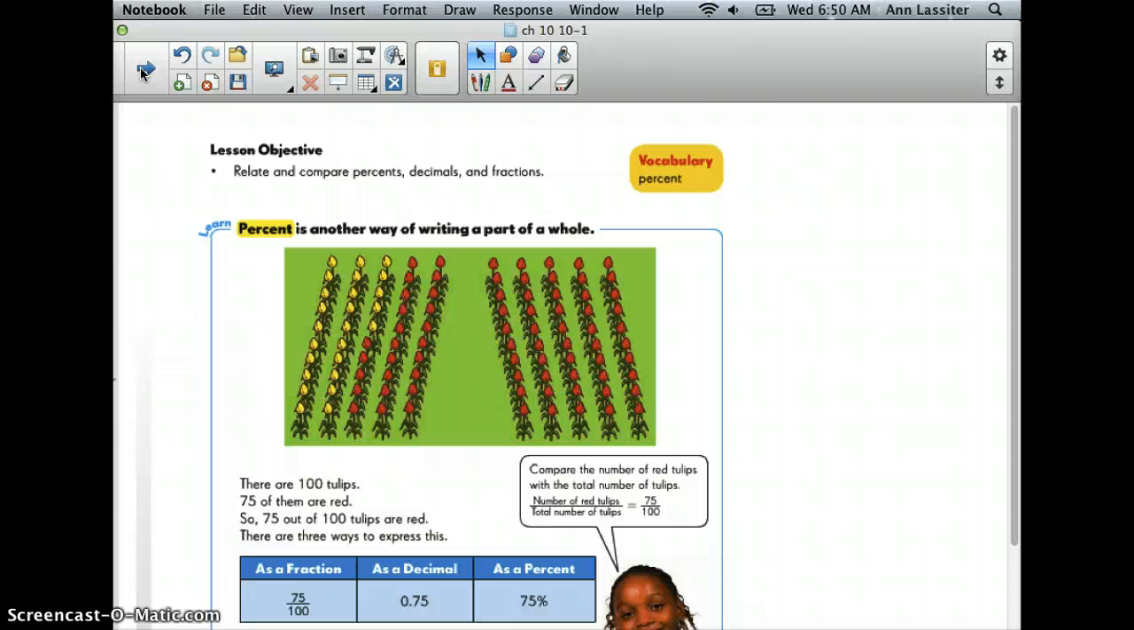The 75 out of 100 nicely translates to the fraction 75 over 100, and to convert that to a decimal, we just move the decimal point over 2 because it's dividing by 100. And then the coolest thing for percent is if we have a fraction that has over 100, we can take the over 100 and replace it with the percent symbol. So these are 3 equivalent ways of writing the same value.